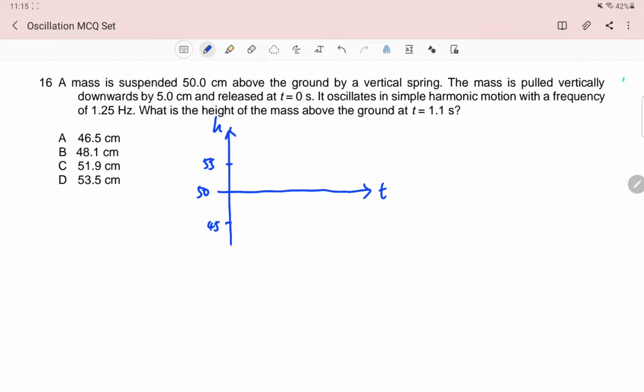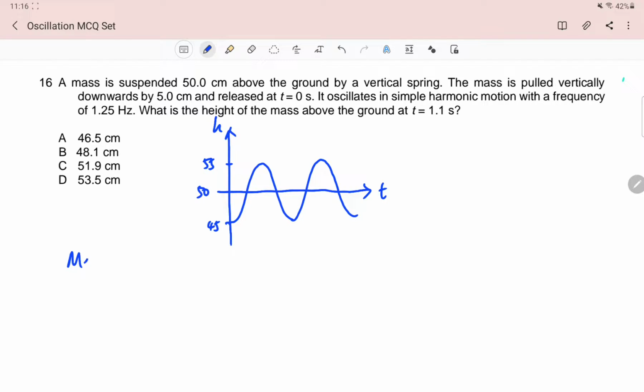The initial condition, right, is important for us because we know it is released at time equals 0 from 5 cm below, so it's at 45. So the graph, right, will look like this. With that, right, we can actually write out the formula.